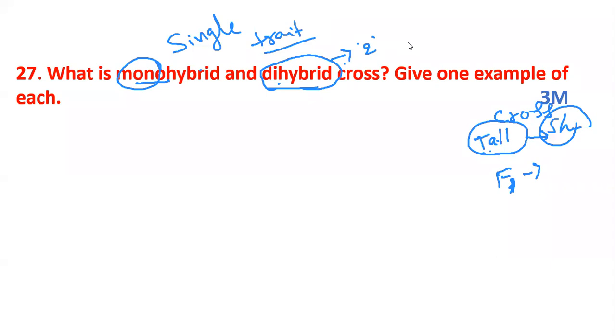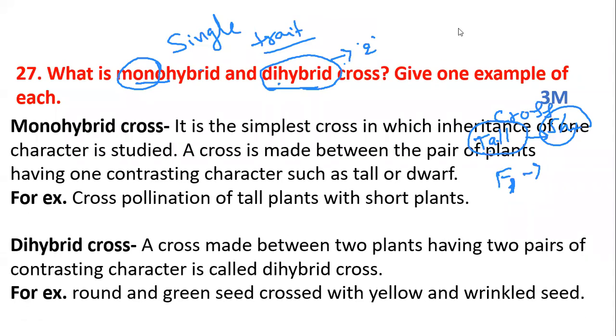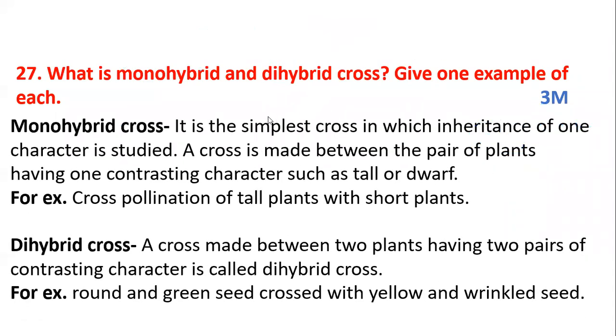Look at the answer once. Monohybrid cross. It is the simplest cross in which inheritance of one character is studied. A cross is made between a pair of plants having one contrasting character such as tall or dwarf. Example, cross-pollination of tall plants with short plants. Here you can see only one character is considered to understand the inheritance.